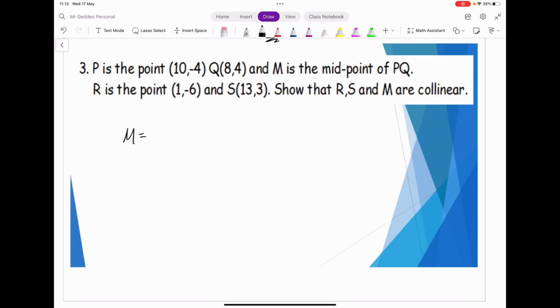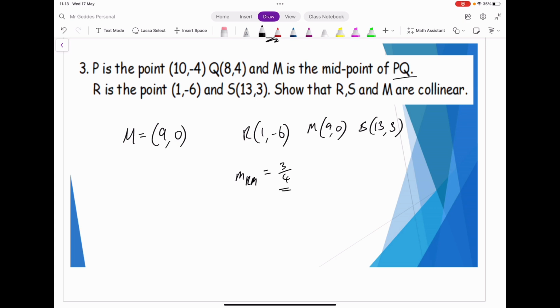Remember, you add the x's, add the y's and half them. That's going to give me 9, 0. I'm also just going to write down the 3 points that we're dealing with then. R is 1, minus 6, M is 9, 0, and S is 13, 3. So it says it's the midpoint of PQ. And we're going to go for the gradient between RM, and to save us a bit of time, that will come out as 3/4. The gradient of MS, that's going to come out also as 3/4 if you've done this properly.